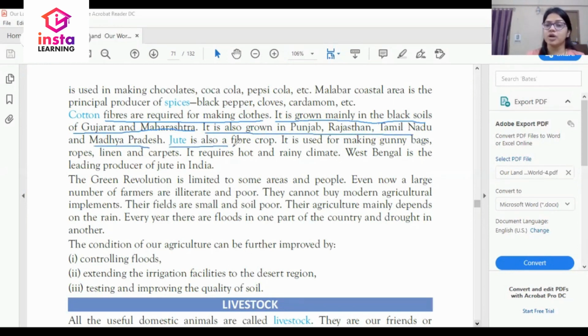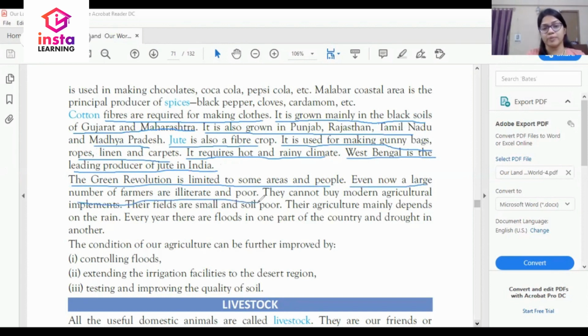Jute is also a fiber crop. It is used for making gunny bags, ropes, ties and carpets. It requires a hot and rainy climate. West Bengal is a leading producer of jute in India. The Green Revolution is limited to some areas and people. Even now, a large number of farmers are illiterate and poor.